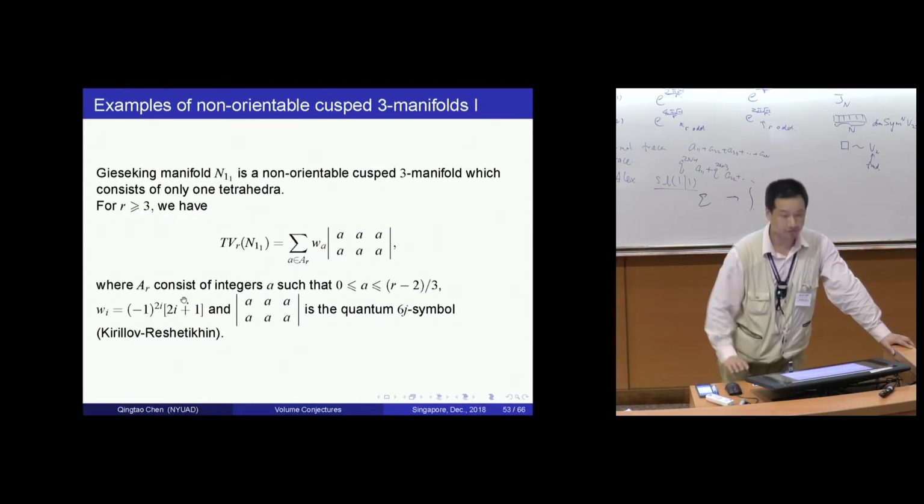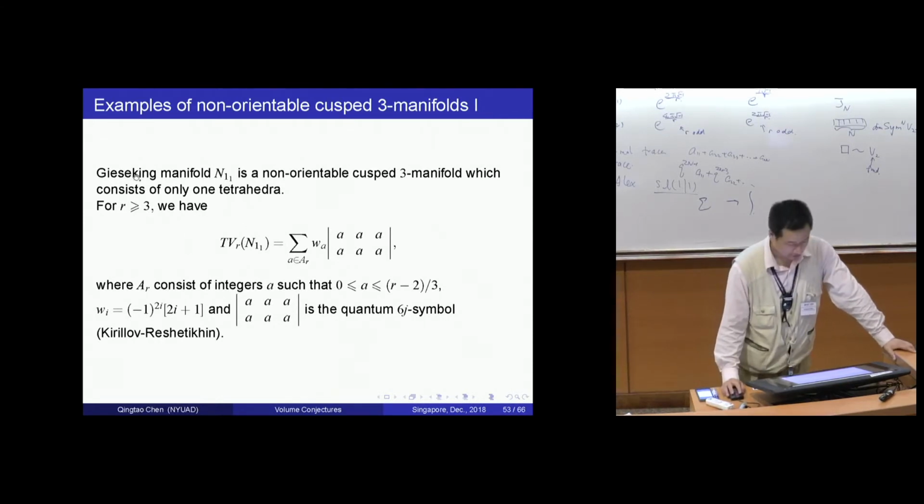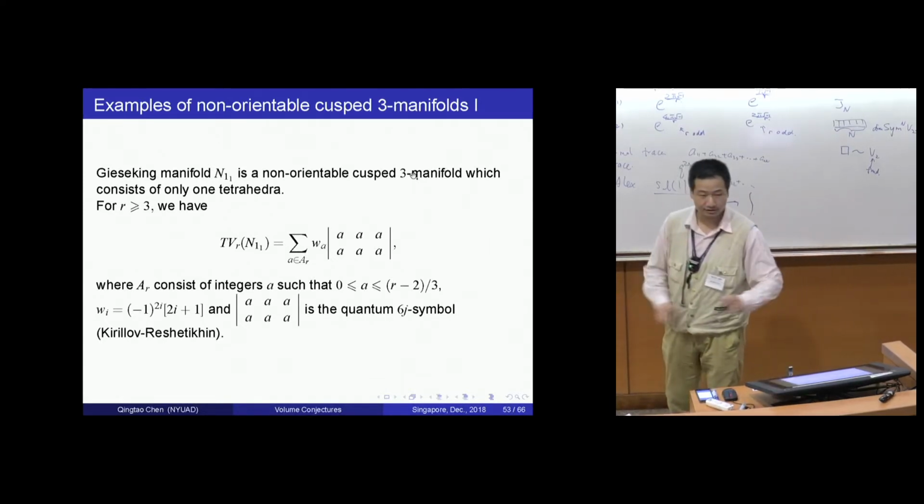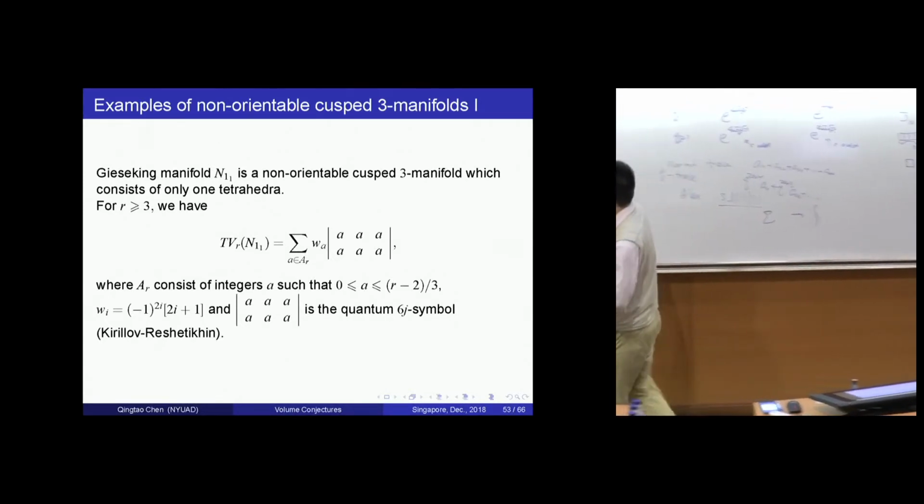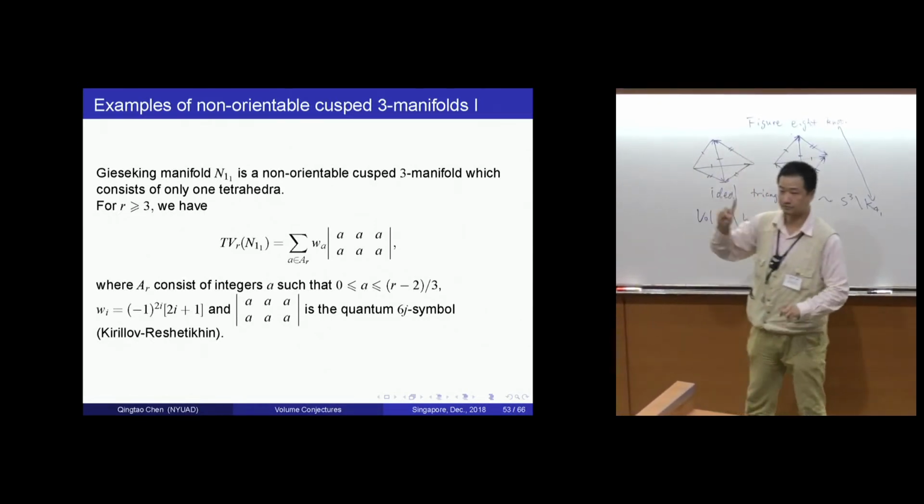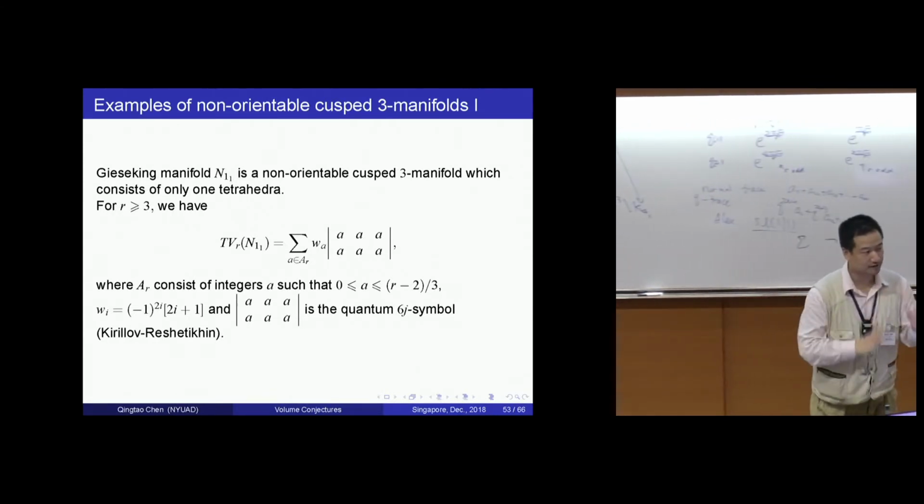And this is also some numerical examples for the Gieseking manifold. So this is a non-orientable cusped manifold. Gieseking was a German mathematician. He identified the 6 edges to one edge, just one edge. So the boundary is a Klein bottle.